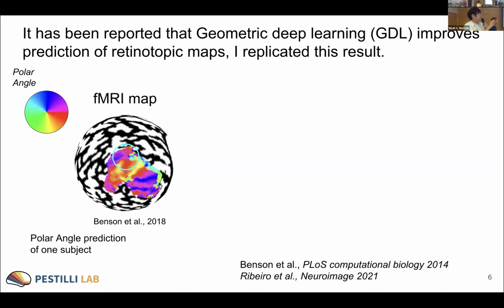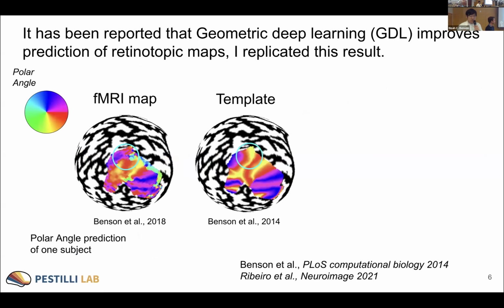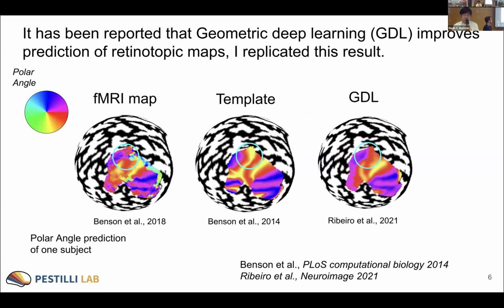In these maps for the polar angle, there are some unique patterns in individuals, and the template seems to interpolate those regions following the template. On the other hand, geometric deep learning predicted these subtle individual patterns more effectively. Correlation was also higher for the geometric deep learning. However, there are still limitations.